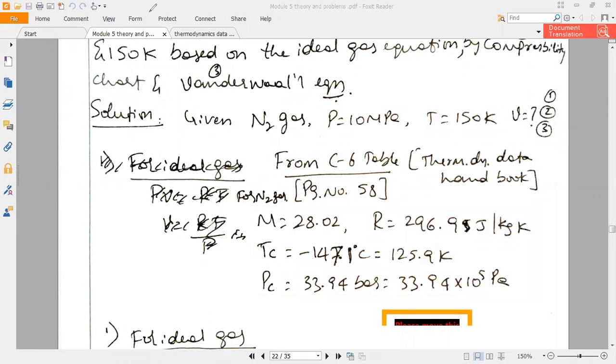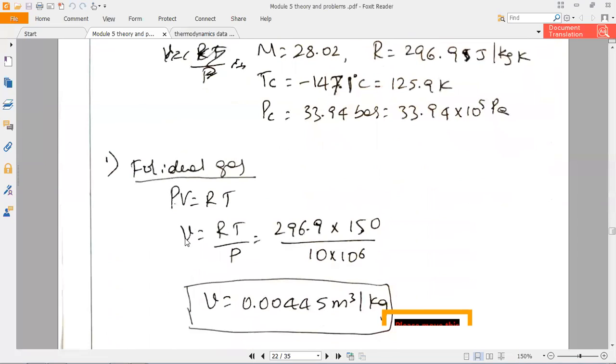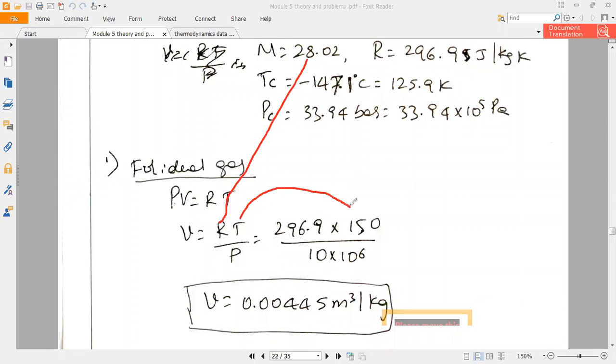Come to the ideal gas equation. PV is equal to RT. R is just taken from the data handbook. Temperature is 150 Kelvin, and P is the existing pressure. Substitute it here and find out the specific volume.